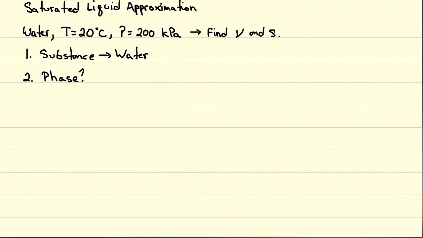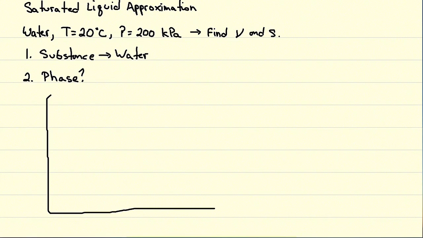We look at that 20 degrees C and 200 kPa, and it just doesn't click with us that it's a liquid. That's perfectly okay, because we can still use our little trick, right? We can still say, okay, my two known properties are pressure and temperature.